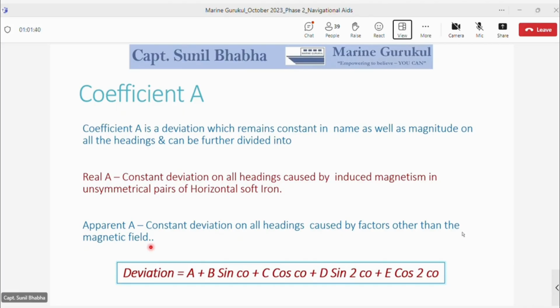Beta, before I proceed ahead explaining these, any doubts up to here? Yes sir, this real A and apparent A has not cleared sir. Okay, it will be clear now, beta.